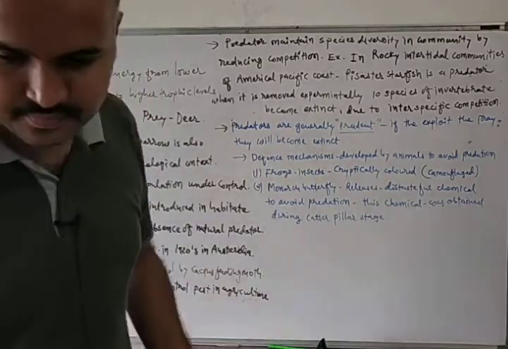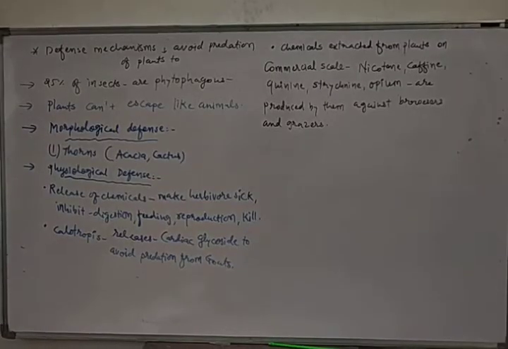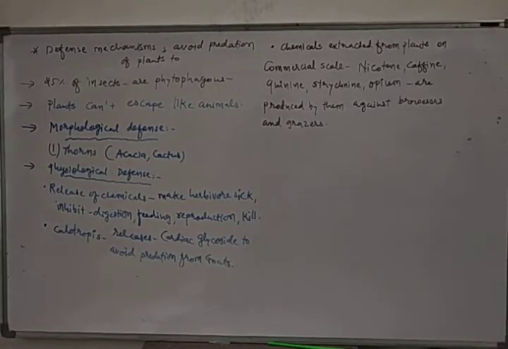Okay, so students, we are learning defense mechanisms developed by animals and plants. We have seen examples of animals which have developed certain defense mechanisms, and in that we discussed frog and insects, and we also discussed the monarch butterfly. Now we are going to talk about defense mechanisms developed by plants to avoid predation.